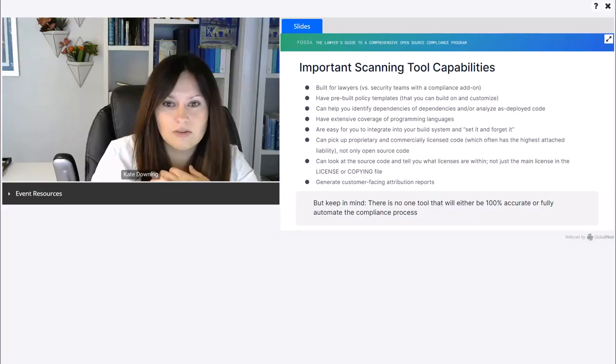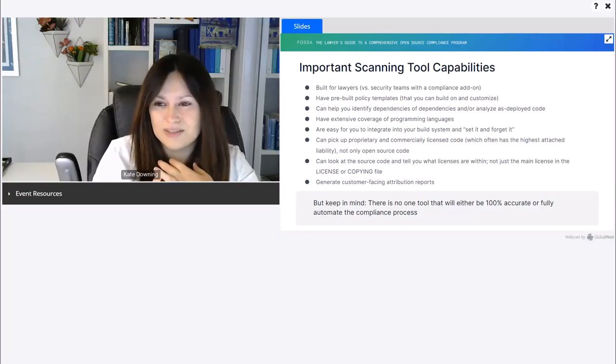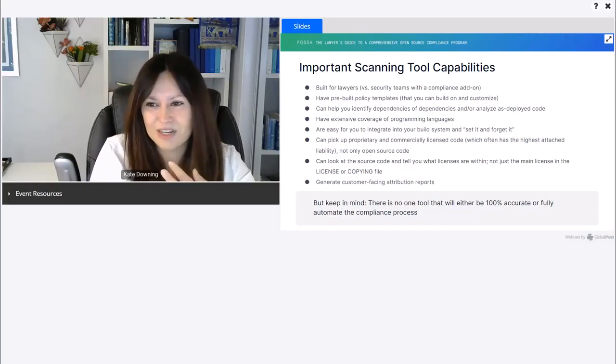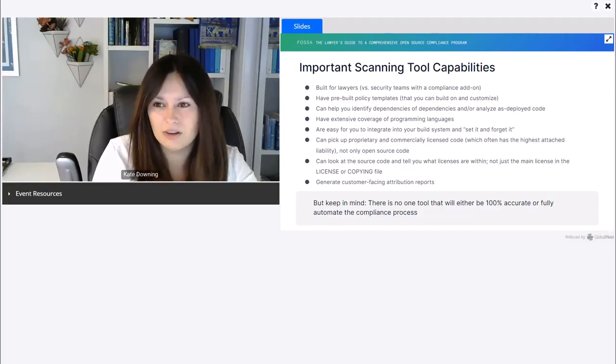And obviously, lawyers don't want to do that, right? We want to do as little by hand as humanly possible. That's why we pay these people money for licenses to their software, so that they do it for us. So that's one big thing to look for.